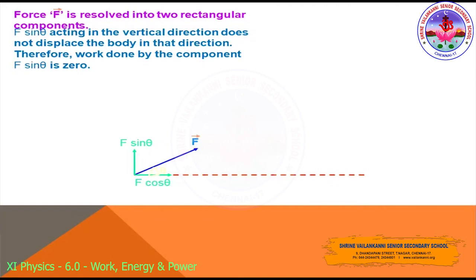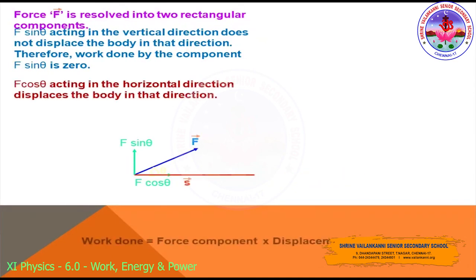So F sin theta, which is acting in the vertical direction, does not displace the body in that direction, right? Therefore the work done by the component F sin theta is 0, whereas F cos theta, which is acting in the horizontal direction, displaces the body in the direction. So we have taken the work done which is equal to force into displacement. So W here is equal to Fs cos theta.